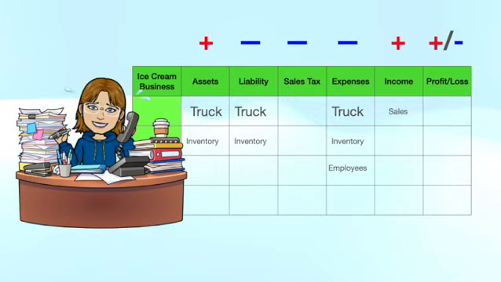Then your income comes from your sales and possibly other sources. And your profit or loss depends on if you have more positives than you do negatives. So you do have to spend money to make money, but you don't want to spend more money than what you have coming in because then you will have a loss.